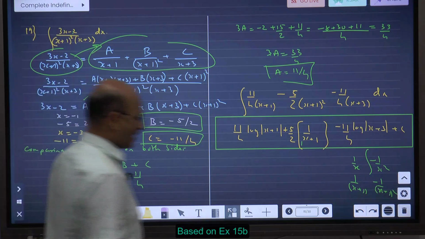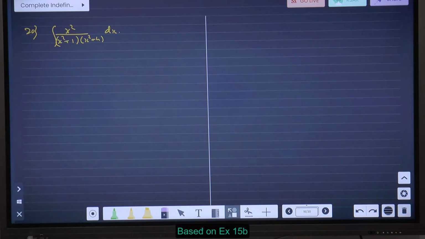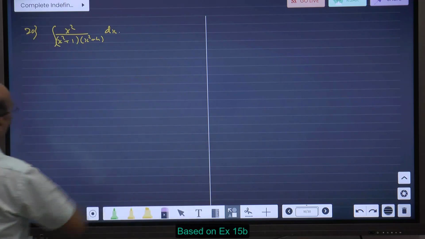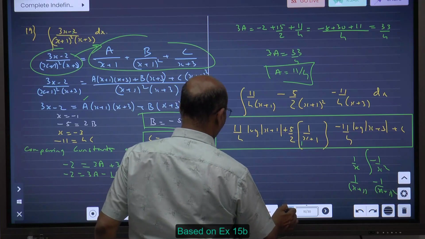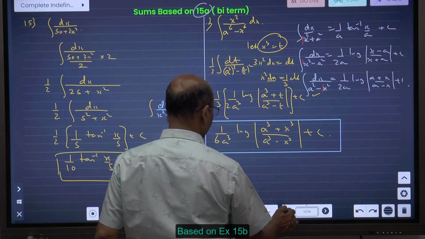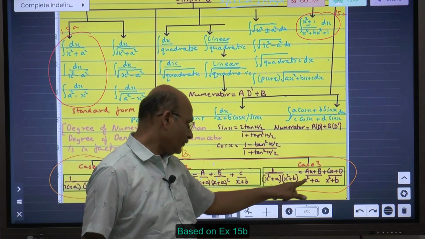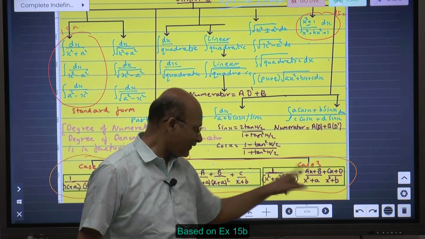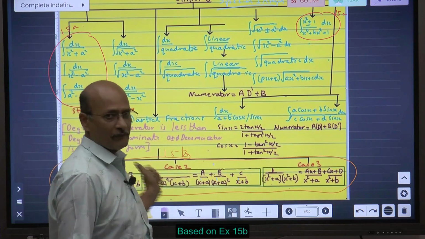Okay, let's take the next pattern now, quickly. This is a quadratic factor. As I have mentioned before, quadratic factors are there. So how do you write it out? x square plus a, x square plus b. Write the factor here, x square plus a, x square plus b, and then the numerator will be a. Very easy. This sum is, in fact, easier than the previous two categories of partial fraction sums.